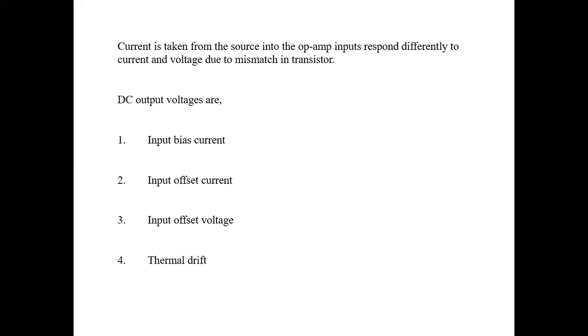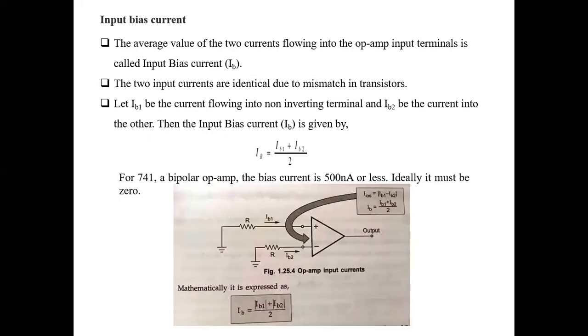Different DC characteristics with respect to the input voltages: input bias current, input offset current, input offset voltage, and thermal drift. So first one, input bias current.